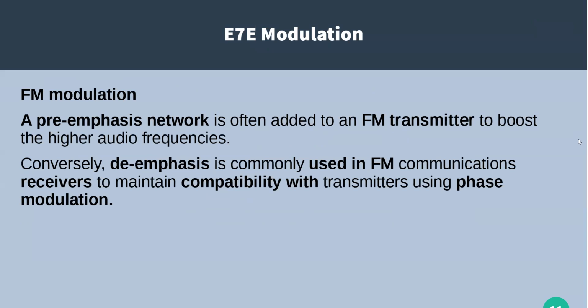Also at FM, they tend to use what's called a pre-emphasis network, which will shift the modulating signal up to the higher end. It just seems to make it work better as far as detection. And obviously on the opposite end, they have a de-emphasis network, which kind of undoes the pre-emphasis. And one of the things that they use that for is so it's compatible if you're using phase modulation as opposed to pure frequency modulation.